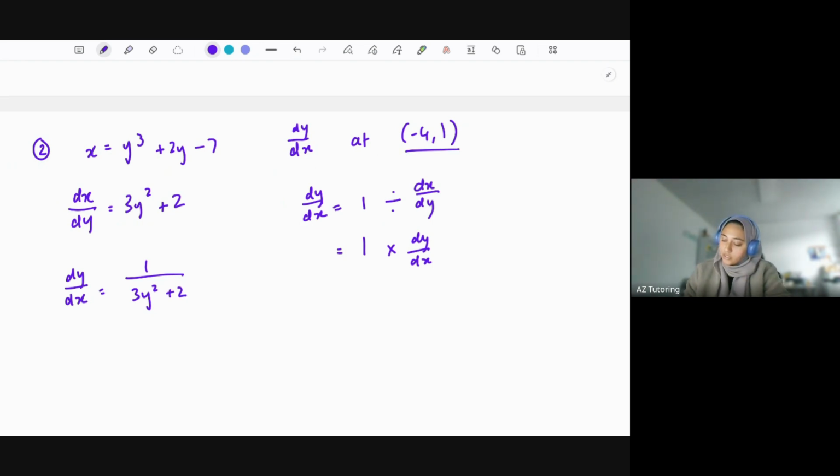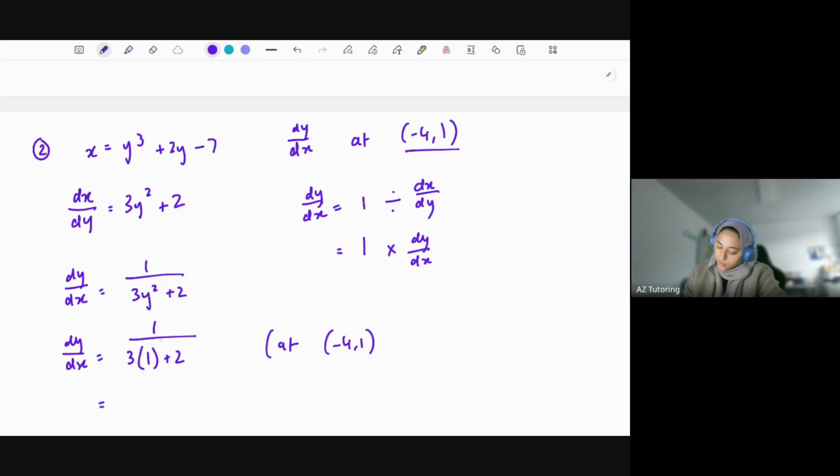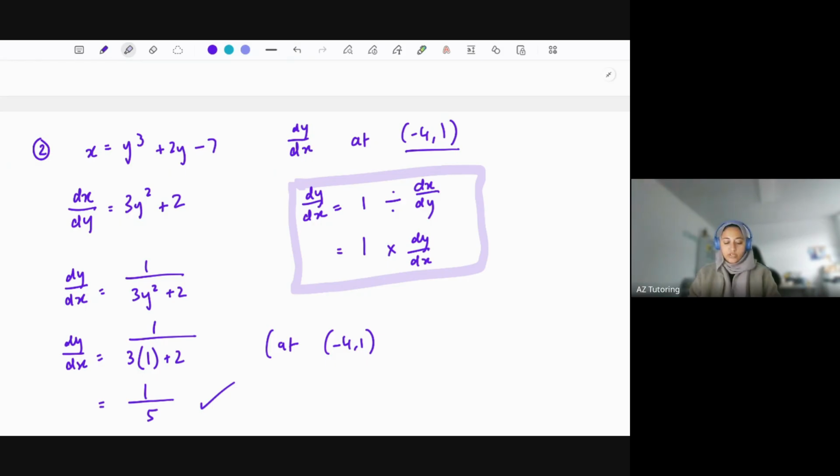I want to find it at this point here, so I'm just substituting the coordinates (minus 4, 1) into here. So dy over dx at (minus 4, 1) equals 1 over 3 times y squared. We're not plugging in x this time, it's y, which is 1 squared, which is 1, plus 2, so we get 1 over (3 times 1 is 3, 3 add 2) which is 5. So our answer is just 1 over 5. So that's chain rule, but in terms of inverse, so like 1 over. That's another result that you need to remember as well for chain rule.